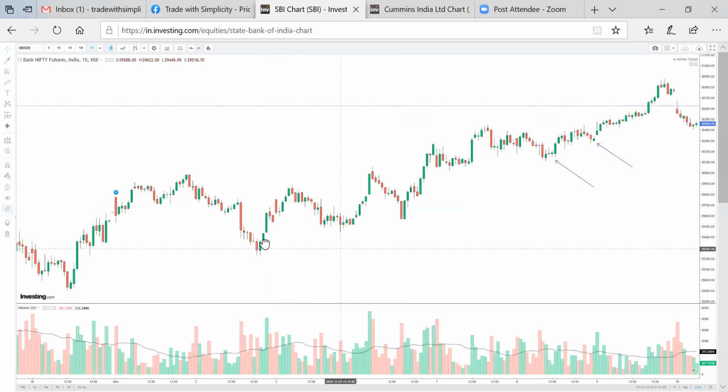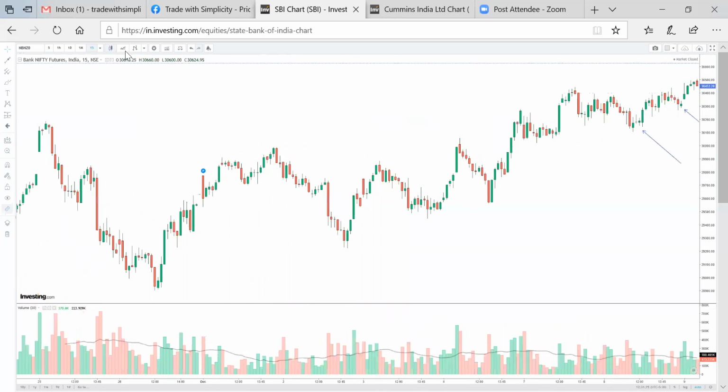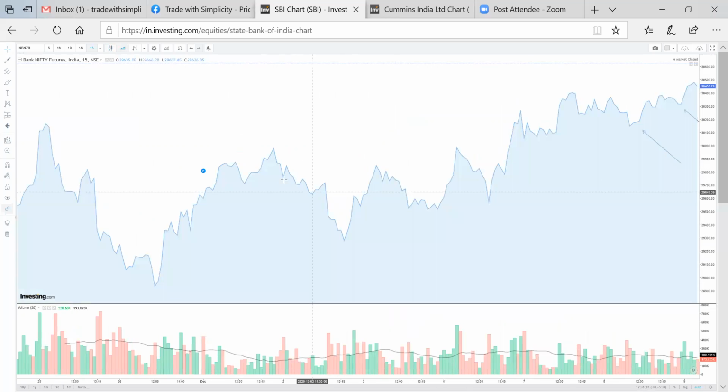Right? See this. Now if I try to switch this over here like this, you see these swing lows are lower lows and these are lower highs.